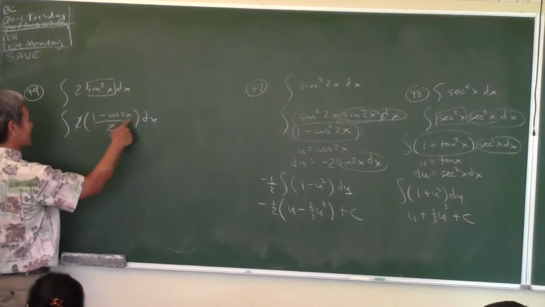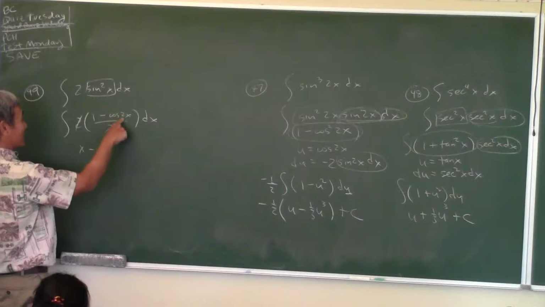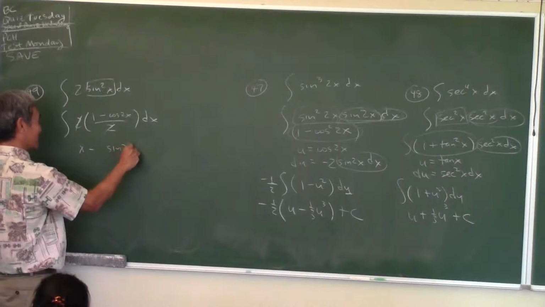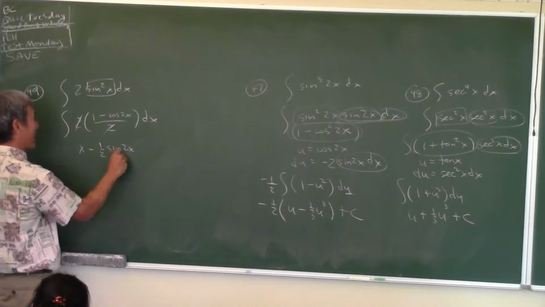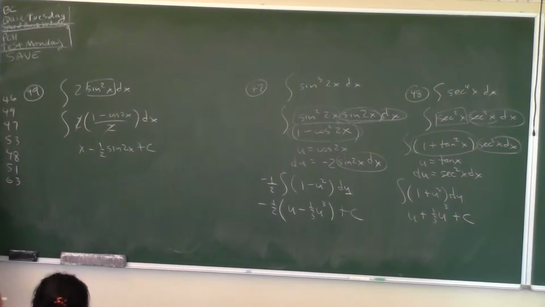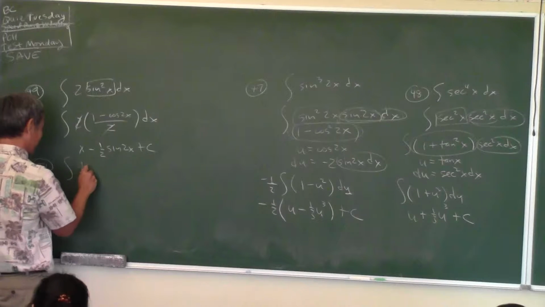So, what's the antiderivative of this? X. And is the antiderivative of this just sine 2x? No, because I left the space for the 1/2, and then you put the plus c. Okay, 51. What is 51? Tangent to the fourth.